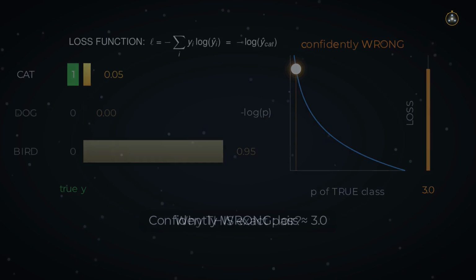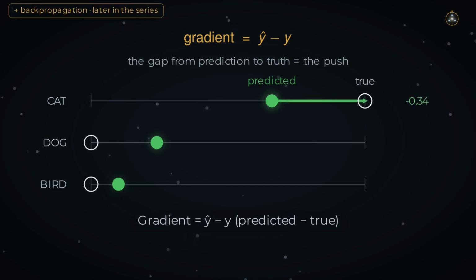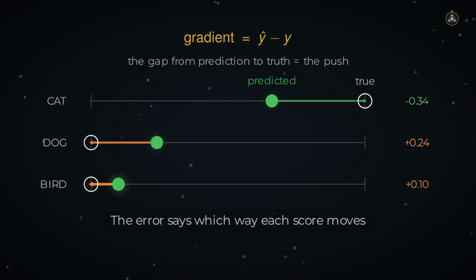Softmax answers. Cross-entropy measures the error. But why this exact pair? Watch what happens when we try to improve. Nudge a score. Does the loss rise or fall? That is the gradient. And it is beautifully simple. The gap between our guess and the truth. See the arrows? Each score is pushed straight toward the truth. The error itself points the way.